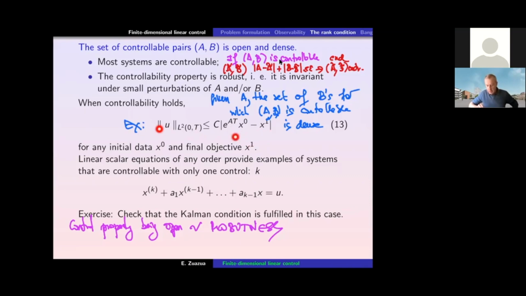What is this distance measuring? What is exponential AT x0 minus the target, that we have also denoted sometimes like xt? What is this distance representing here? Why is this distance the only one entering in the size of the control you need, right? Of course, I could say more brutally that the control I need is bounded by some big number times the initial datum plus the final target. But this is much more precise. The control I need is just depending on this gap. Why is that?